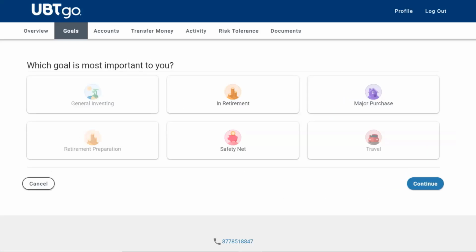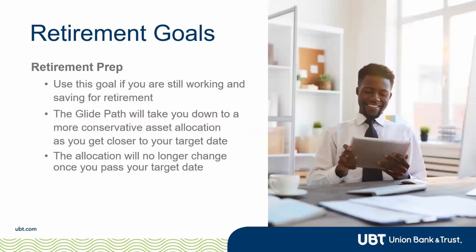Now more about our goals and help finding the right one for you. As mentioned, there are 2 retirement goals. Retirement preparation is used when you're still working and saving for retirement. The glide path will start your portfolio more aggressive and move down to a more conservative portfolio with more bonds and fewer stocks as you near your target date, which should align with your retirement date.